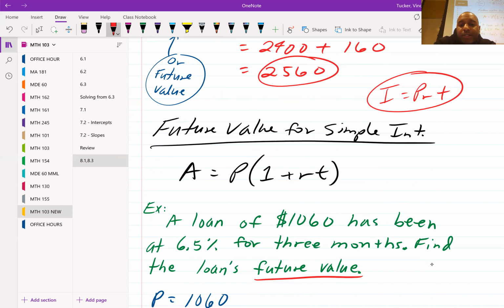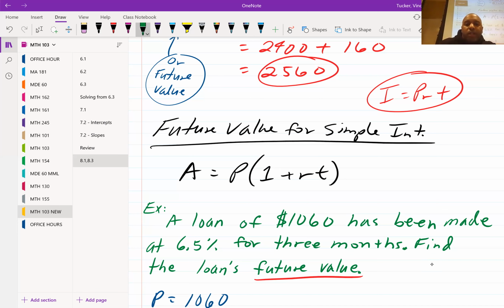So a loan of $1,060 has been, I feel like I left out a word. Anyway, a loan of $1,060 has been at 6.5% for 3 months. Find the loan's future value. I want to leave out the word. Yep, has been made. So a loan of $1,060 has been made at 6.5%.